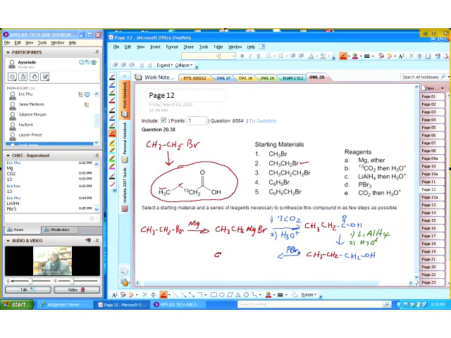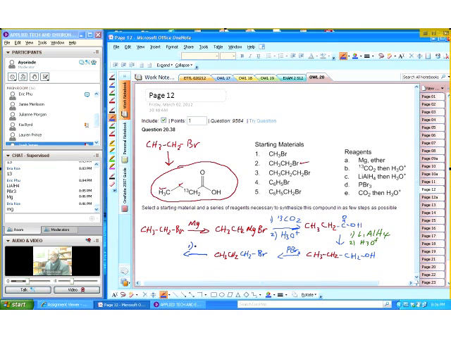If you do PBr3, you now have CH3, CH2, and carbon-13 is here. And now we have bromine. So now what do we do? Okay, now you do magnesium, Grignard here.